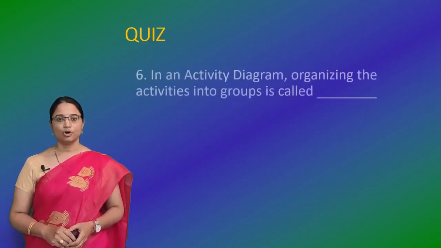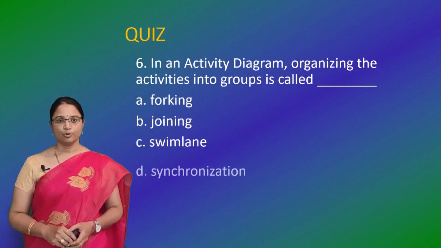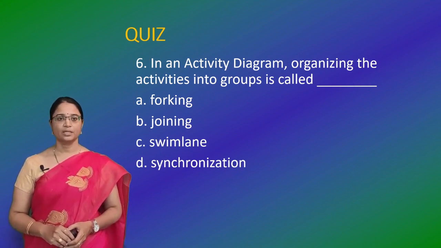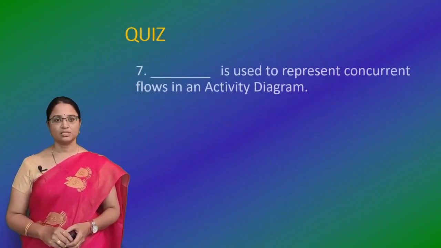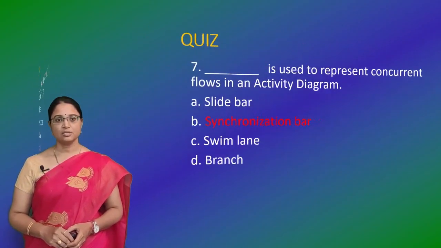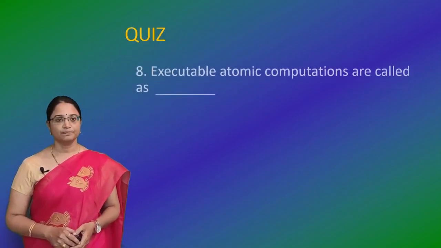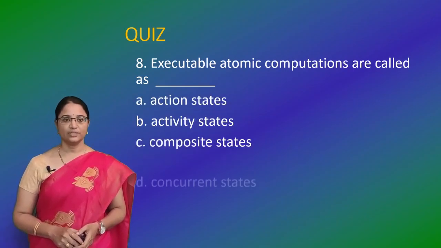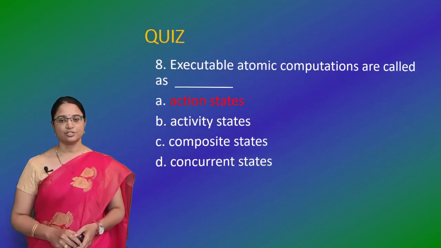In an activity diagram, organizing the activities into groups is called: forking, joining, swim lanes, synchronization. Option C, swim lane. Dash is used to represent concurrent flows in an activity diagram. The options are slide bar, synchronization bar, swim lane, branch. The answer is synchronization bar. Coming to the next question. Executable atomic computations are called a dash. Action states, activity states, composite states, concurrent states. The answer is action states.